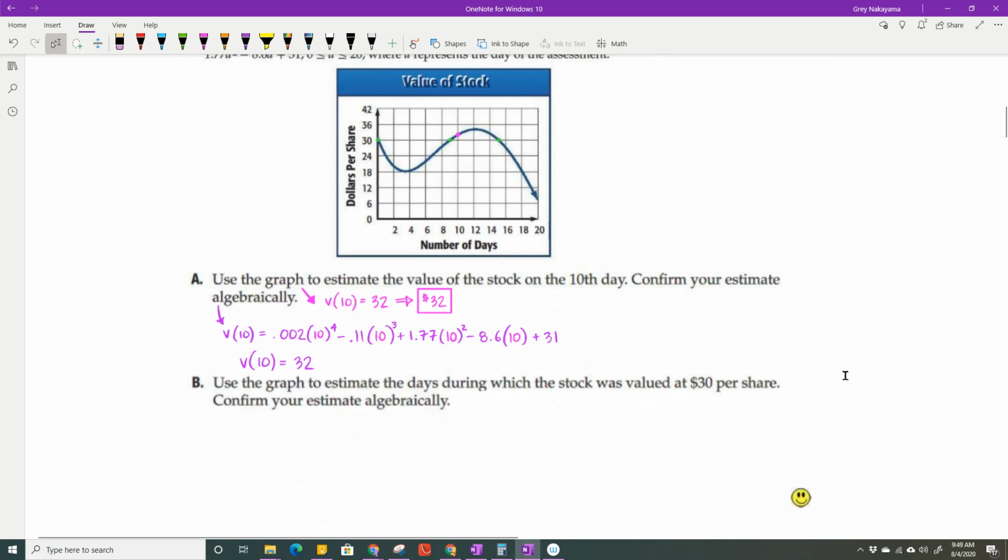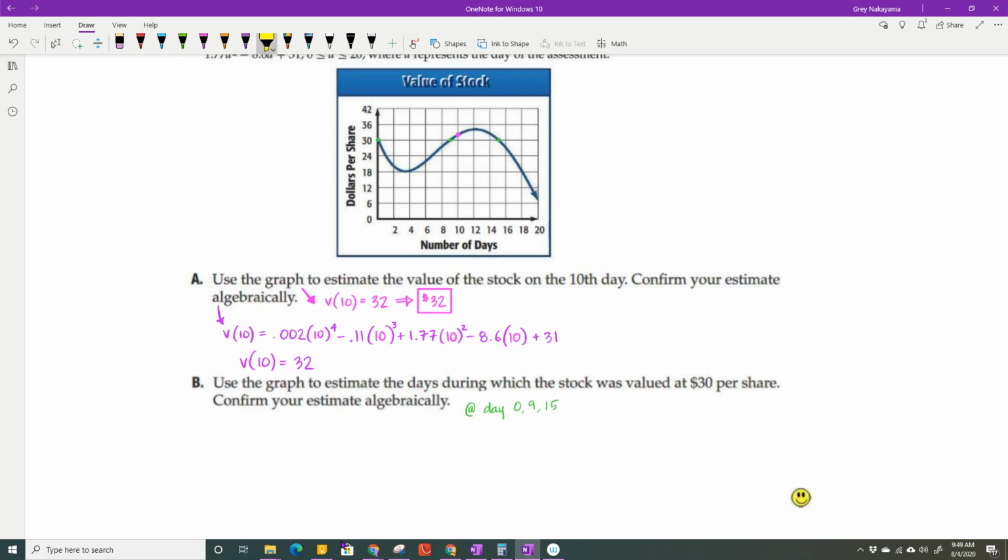Use the graph to estimate the days during which the stock was valued at $30 per share. So I'm looking for dollars per share, so I'm looking for the 30 on my y-axis here, and 30 happens right there where the green dots are. Everywhere there's a green dot is where my function crosses 30. So it looks like I have 0, and then I have between 8 and 10, which is about 9, and between 14 and 16, which is 15. So I'm going to estimate that those days are 0, 9, and 15.